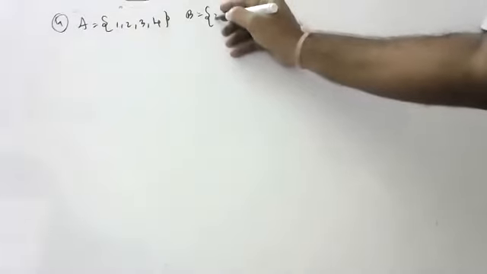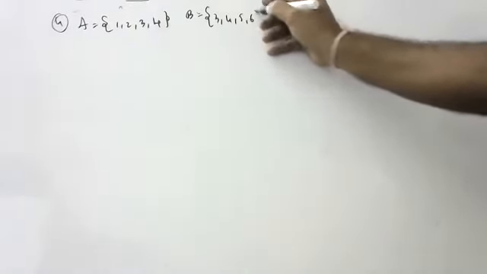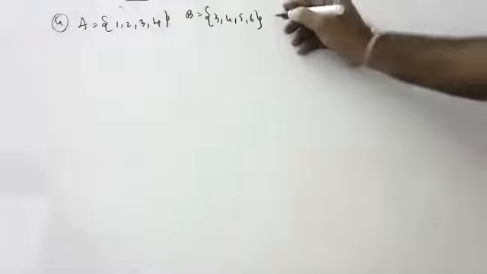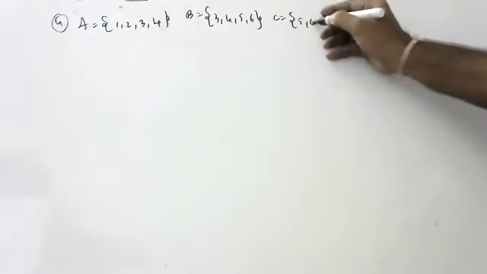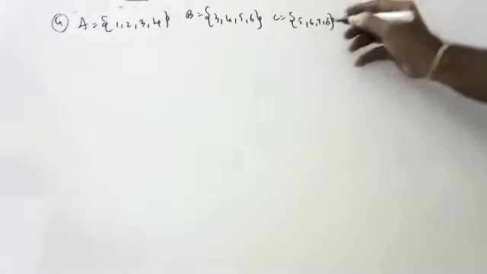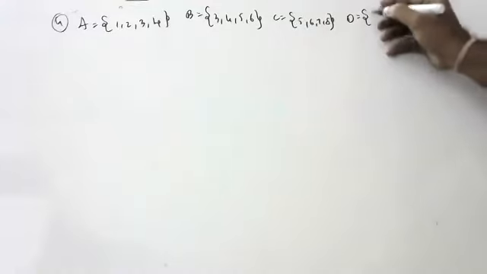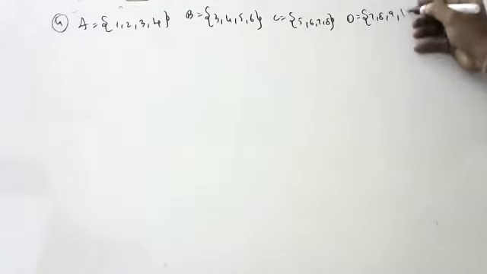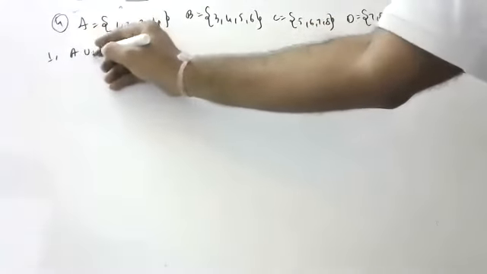B is equal to {3, 4, 5, 6}. C is equal to {5, 6, 7, 8}. And D is equal to {7, 8, 9, 10}. Okay, children, first question in this. What is A union B?